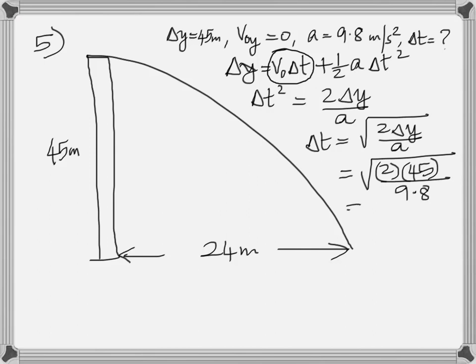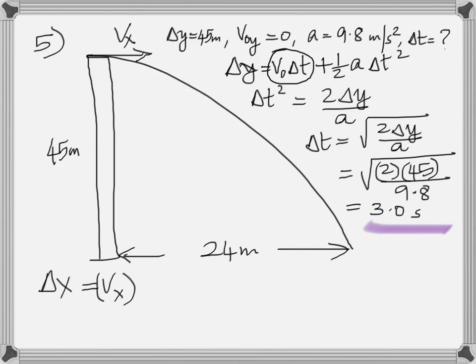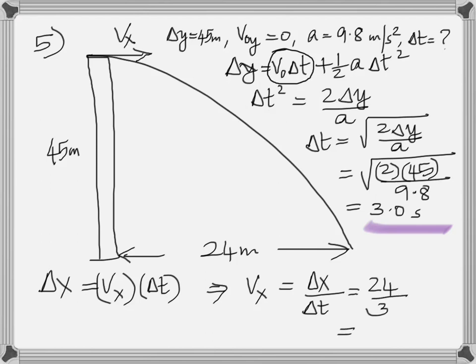Substitute and calculate to get the time as 3.0 seconds. Now considering the horizontal, we know it's a constant, so the only equation that can be used is delta x is vx times delta t. We're trying to find vx, and therefore divide 24 by 3 to get 8 meters per second.